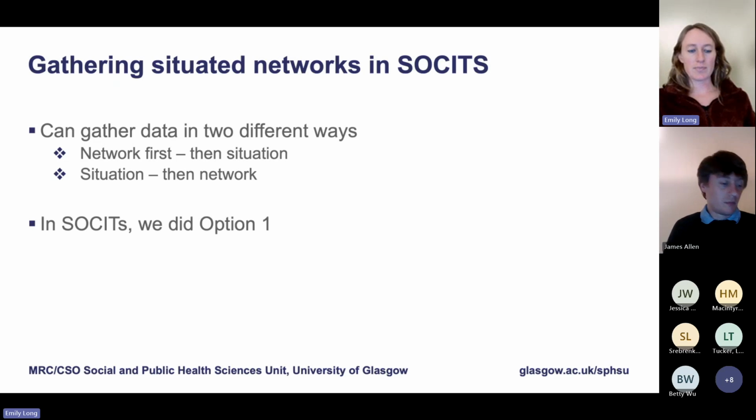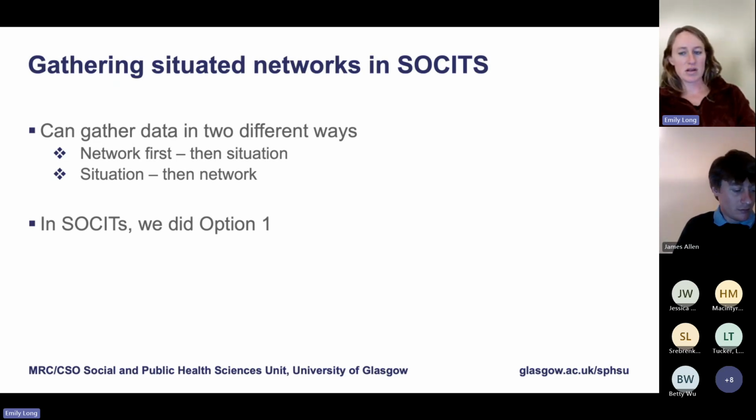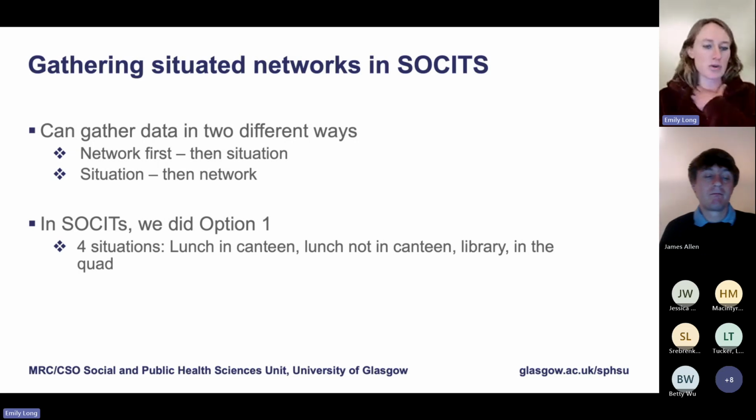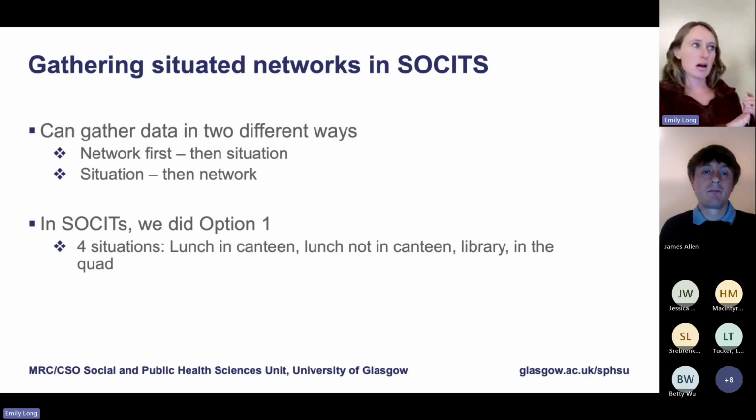But in SOCITS, we ended up going with option one. We felt that this was the best way to utilize the time in the survey and to not burden the students too much. I think we originally were planning on doing it both ways and comparing what sort of bias was introduced, but as far as I know, Jim, you can correct me if I'm wrong, we've not done that.